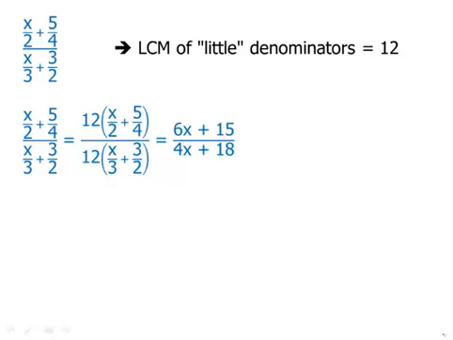The only way we could cancel something else is if there were a common factor we could factor out of the numerator and a common factor we could factor out of the denominator, and they were the same. But there's no common factor between the numerator and the denominator, so this is as simple as it gets.